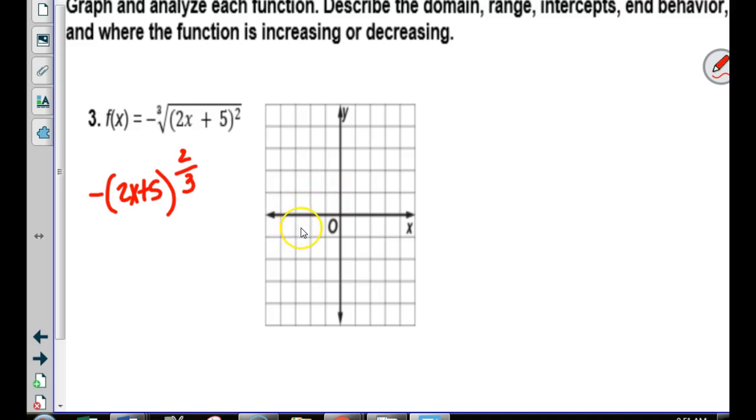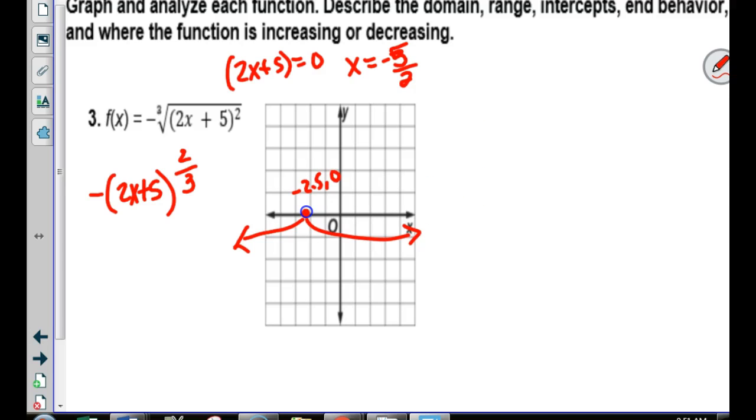All right, it was down here, right? Is it looking like this? Yeah, it has an intercept where this equals 0. So we get x equals negative 5/2 or 2.5. All right, but let's go through the rest. Domain, range, intercepts, end behavior.